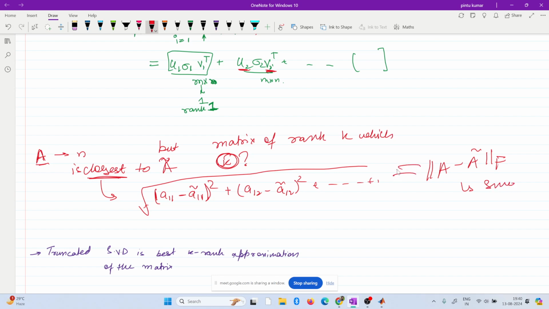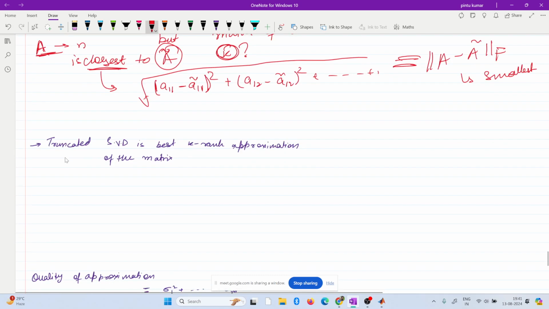This is the same thing: you take the individual terms, square them, and take the square root at the end. You want this to be smallest. So what matrix A tilde should you choose of rank k so that you get the closest matrix to A? This is the question. There is a very celebrated theorem which says that truncated SVD is the best rank k approximation of the matrix. So what is truncated SVD? I'll tell you.